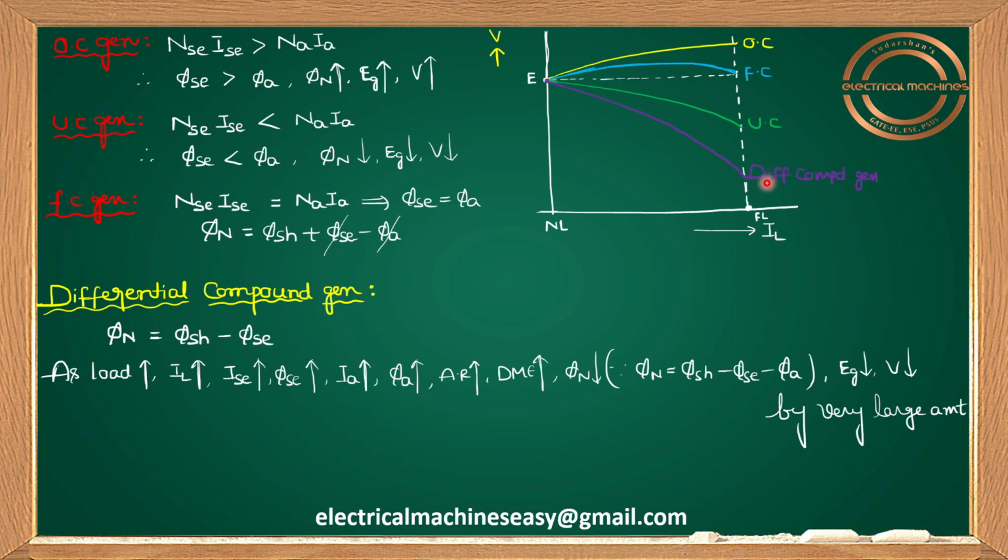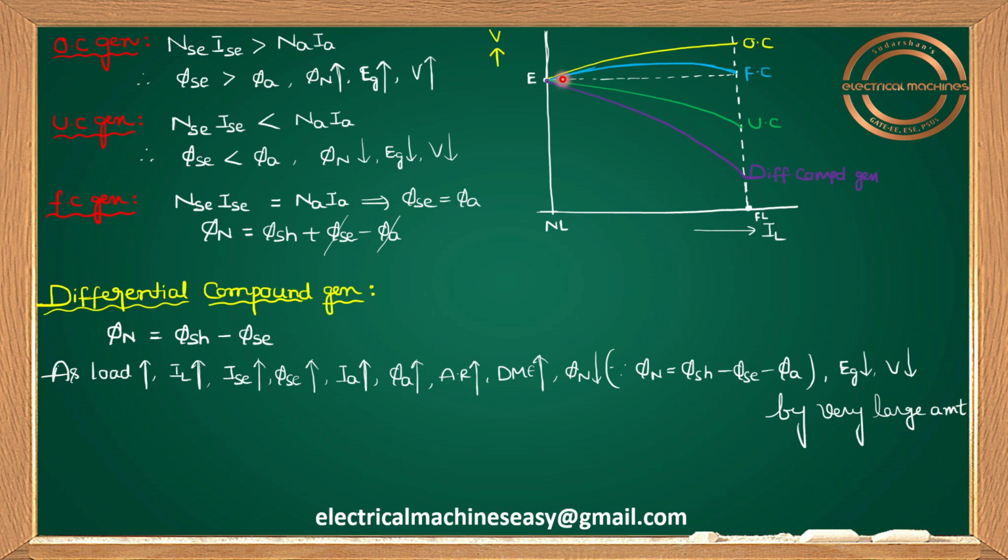Okay, so at full load condition, yes, your Φs and Φa will be equal, net flux equals shunt flux, so your EMF is just E only. Here one thing you have to remember: your no load voltage and full load voltage are the same for a flat compound or level compound generator. That is very important. From no load to full load your curve is increasing, and here it is coming back to the E value also.